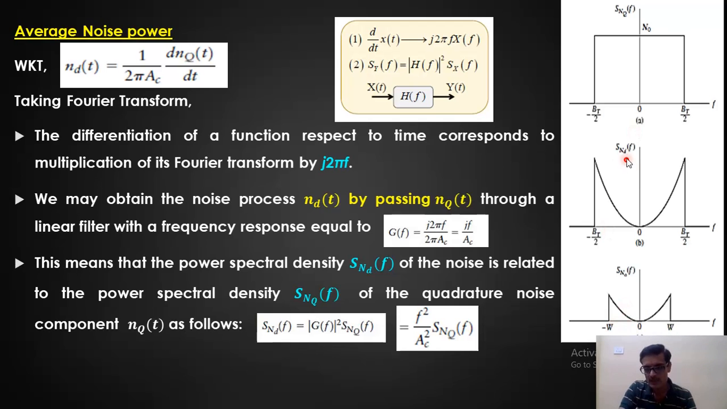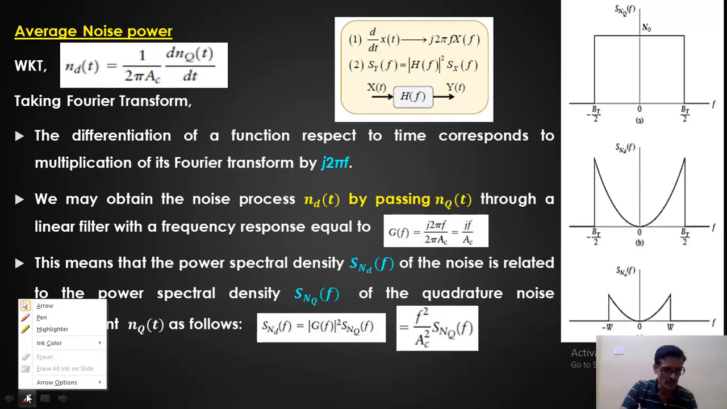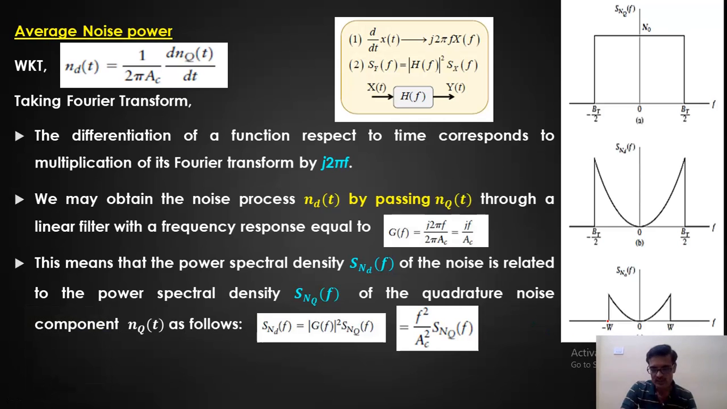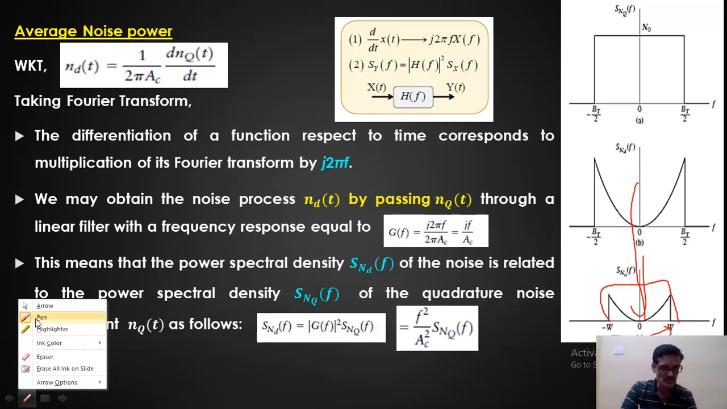So when I pass this noise component through a low pass filter which has a response like this, I will get the same spectrum but restricted between minus W and plus W. I will apply this concept in my next slide.